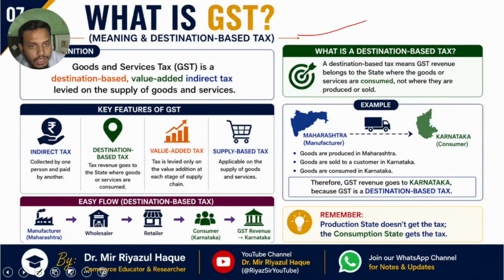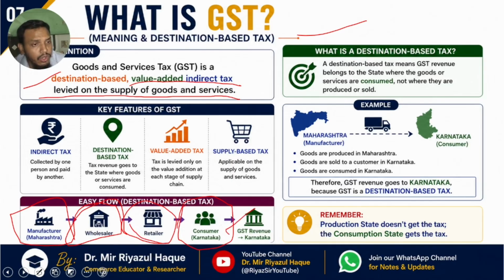Now, what is GST? GST stands for Goods and Services Tax. It is a destination-based value added indirect tax levied on supply of goods and services. It means the tax revenue belongs to the state where the goods or services are consumed, not where they are produced. For example, if goods are manufactured in the state of Maharashtra, then these goods are sold to a wholesaler, the wholesaler sells the same goods to a retailer, and finally the retailer sells goods to a consumer, and the consumer belongs to Karnataka state, then the GST revenue will go to Karnataka.